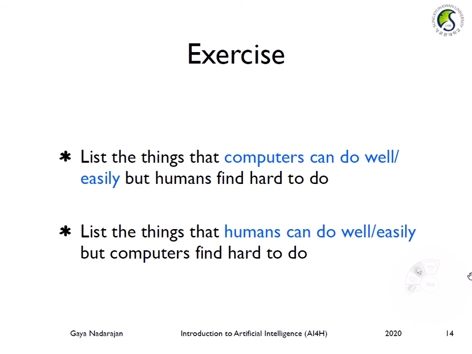Okay, so just to have a quick pause, you've heard a little bit about AI definitions and so on, okay? I want you to take a few minutes now to think about what are the things that you think computers can do well or easily, but humans find hard to do. And also think about the things that humans can do well or easily, but computers find hard to do. So you can pause this video, take a couple of minutes to think about it, and then we'll come back and discuss it.